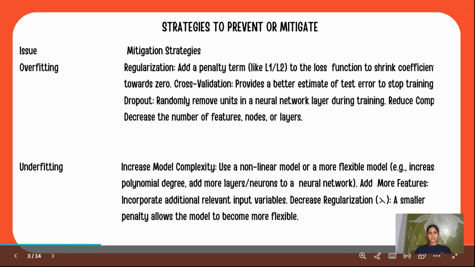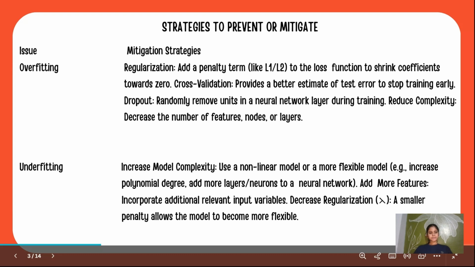Now, strategies to prevent or mitigate the overfitting and underfitting issue. For overfitting, first is regularization. Add penalty terms like L1, L2 to the loss function to shrink coefficients towards zero. Second is cross validation. Provide a better estimate of test error, and stop training early. Third, dropout, randomly remove units in a neural network layer during training. Fourth one is reduce complexity, decrease the number of features, nodes, and layers.